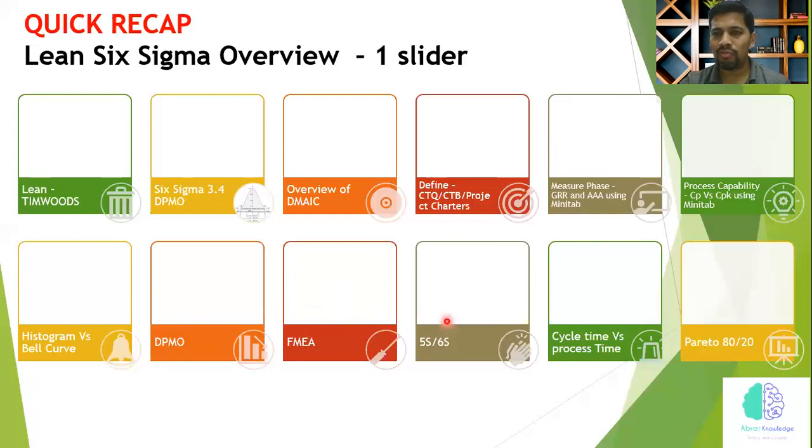Then we talked about 5S or 6S: sort, set in order, shine, standardize, sustain, and safety. Employee engagement or employee motivation is also being considered, so now it's totally called 7S. Then cycle time and process time. Cycle time is how much time it takes for a process. Process time includes the waiting time and the activity time. Then we talked about Pareto and the 80-20 principle, so you focus on the bigger aspect which is contributing to the problem.